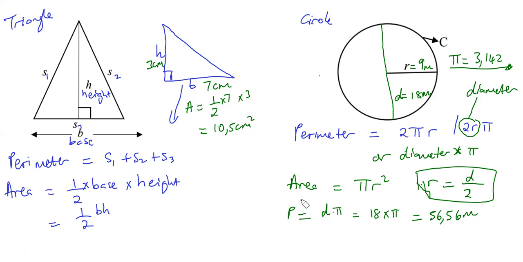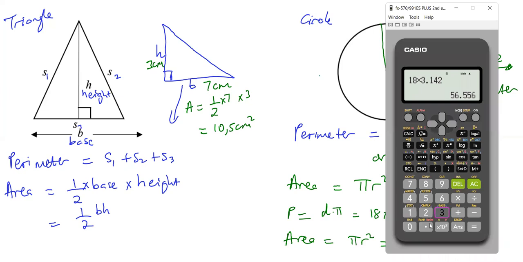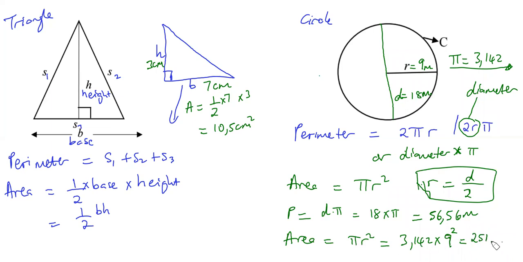What about if it is the area? Our area is equal to pi r squared. And when it's pi r squared, what is our pi? 3,142 times r, which is 9 squared. What do we get there? So it's 3,142 times 9 squared. We get 254,50. So it's 254,50 meters squared. Can you see that? Here it's just meters, but here it's squared. Why? Because it's area.